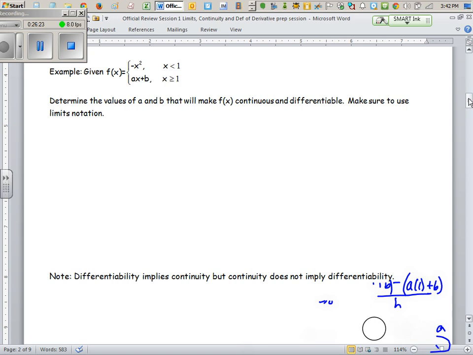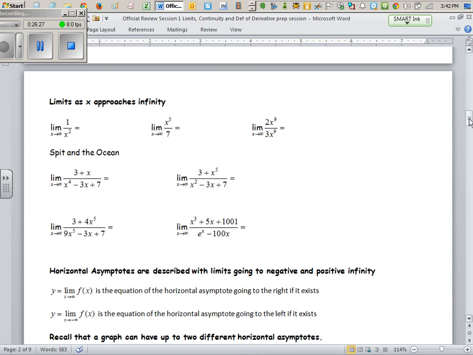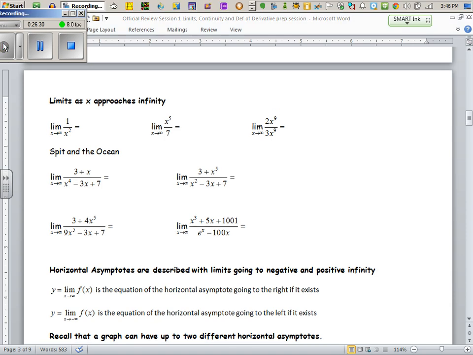Let's move on though. Why don't you guys take a few minutes and look at pages 3 and 4. I'll pause this. Let's go over this page real quick. So what did you put for number 1 there, Brian? And number 2? And 3?